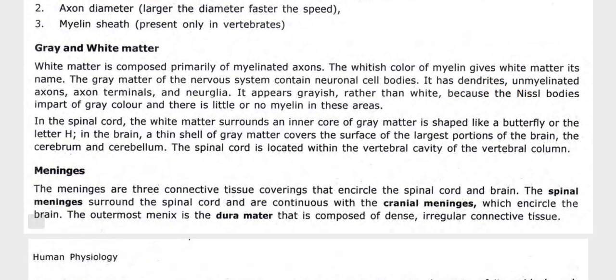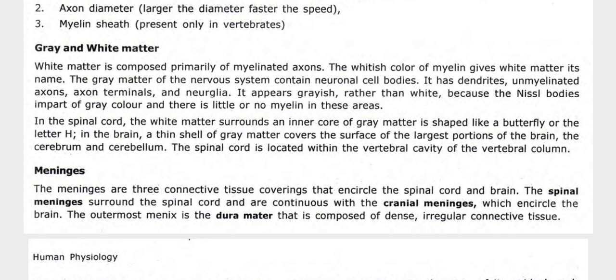Then gray and white matter. White matter is composed primarily of myelinated axons. The whitish color of myelin gives white matter its name. The gray matter of the nervous system contains neuronal cell bodies. It has dendrites and unmyelinated axons, axon terminals, and neuroglia.